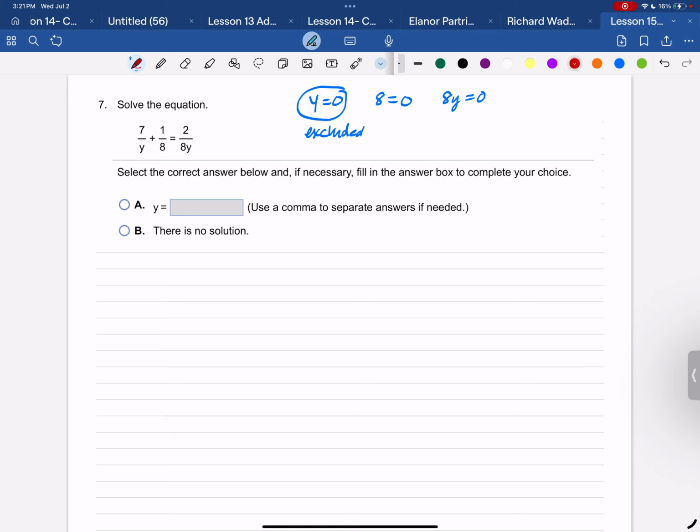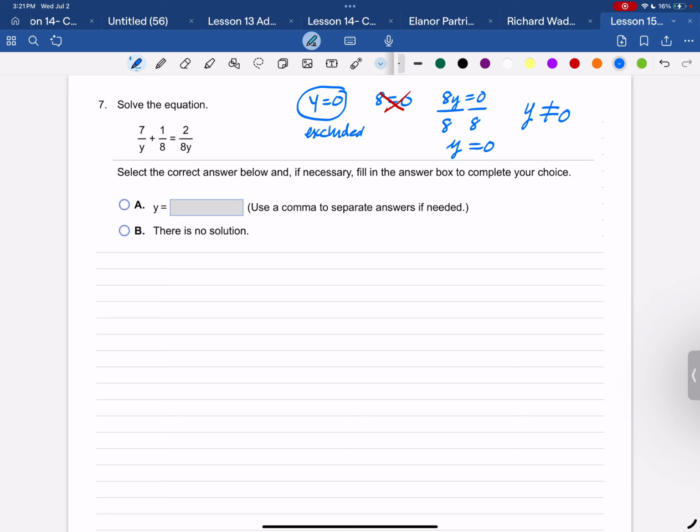8 equals 0 is nonsense. There's nothing there that I can include or exclude. Here I need to divide by 8, and I get also y is 0. So y can't be 0. So let's make a note of that. And if we get 0, we can't include that in our answer.